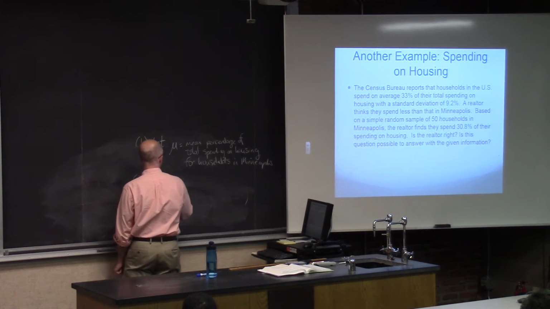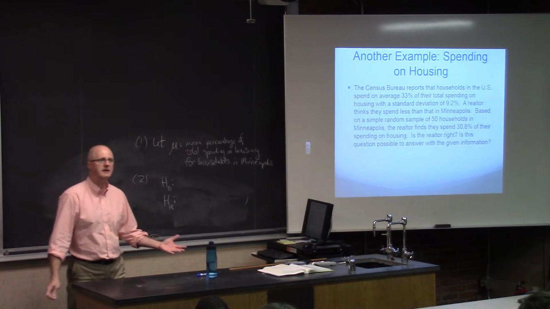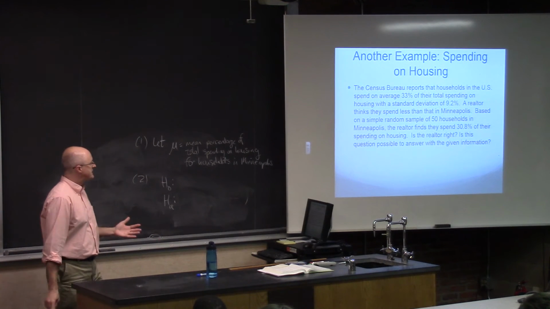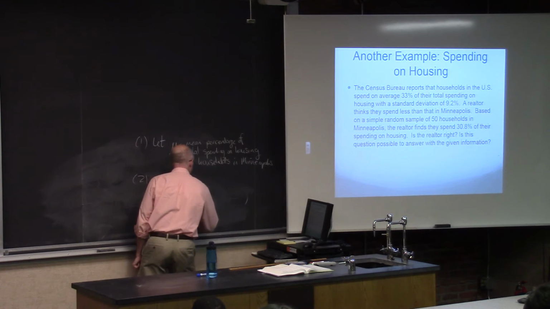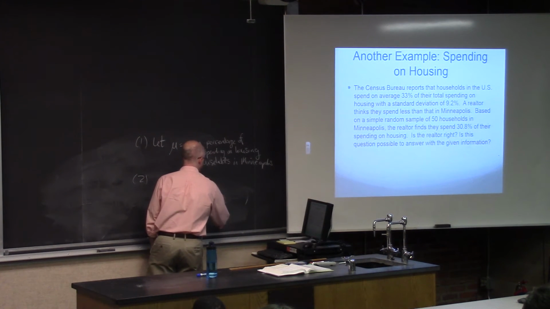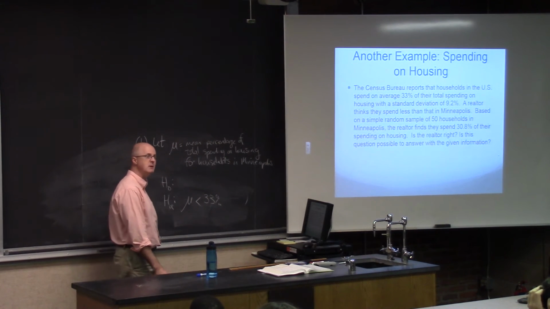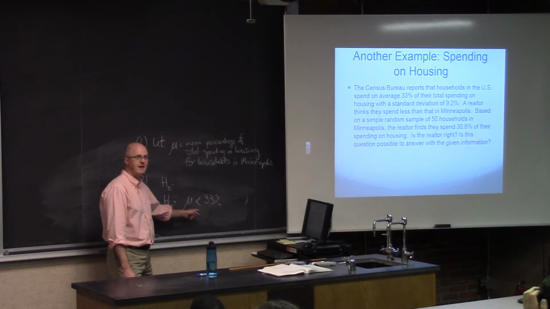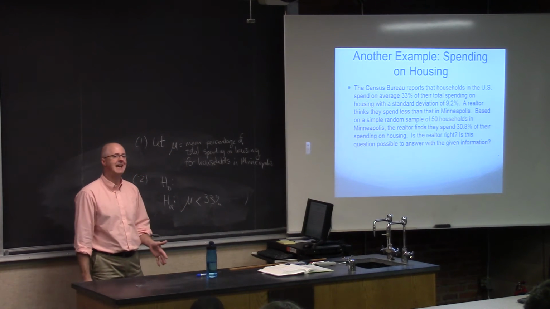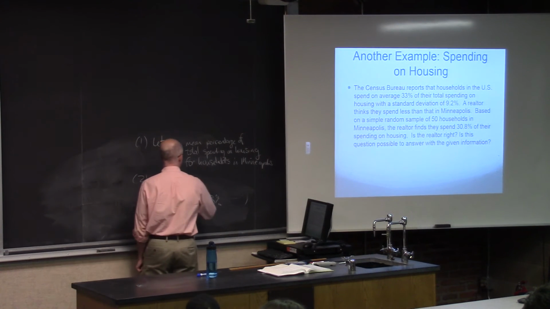Now write down your hypotheses. What is the realtor's theory? You're pretending you're the realtor. The realtor's theory is that households in Minneapolis spend less. Therefore, the alternative is that mu is less than 33%. And the null, technically speaking, then would be that mu is greater than or equal to 33%. The opposite of the alternative. However, again, for simplicity's sake, we go ahead and assume it takes on the boundary value for the null hypothesis. Mu equals 33%.